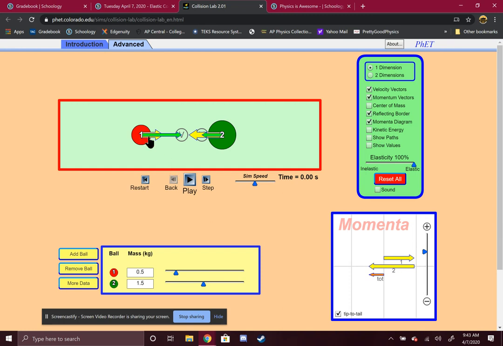If you notice, these are your momentum arrows. So your red ball is going that way, so its arrow is going that way. Your green one is going that way, so its arrow is going that way. And then this is your total. Remember, dealing with vectors, to get your total vector, you just add them up. So if you add up 1 and you add up 2, you would get this short little arrow going this way.